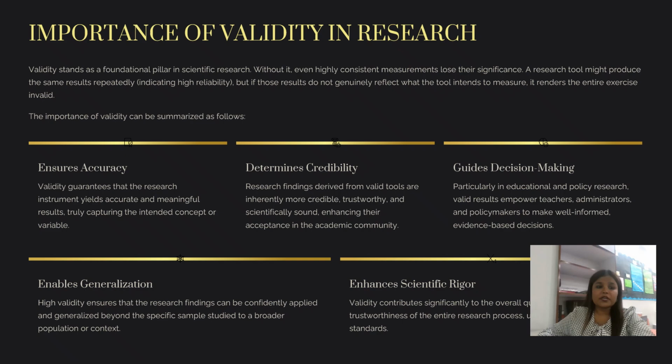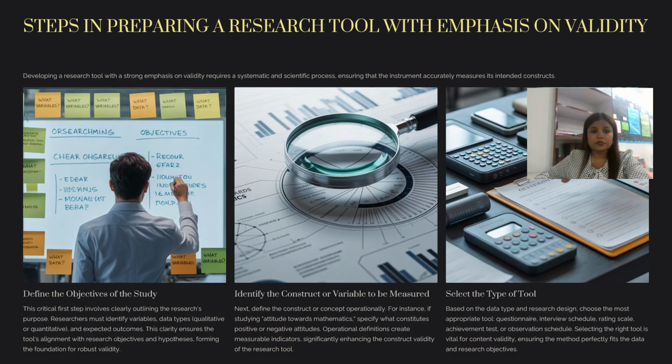Next, we come on to what are the different steps in preparing a research tool. So, the very first step in preparing a research tool is that it should define the objectives of the study, as to on what basis or what is the purpose of the study, how you are going to move with the procedure. So, it should have a proper objective. So, the researcher must know exactly where the study is, why the study is being conducted, and what variables are to be measured.